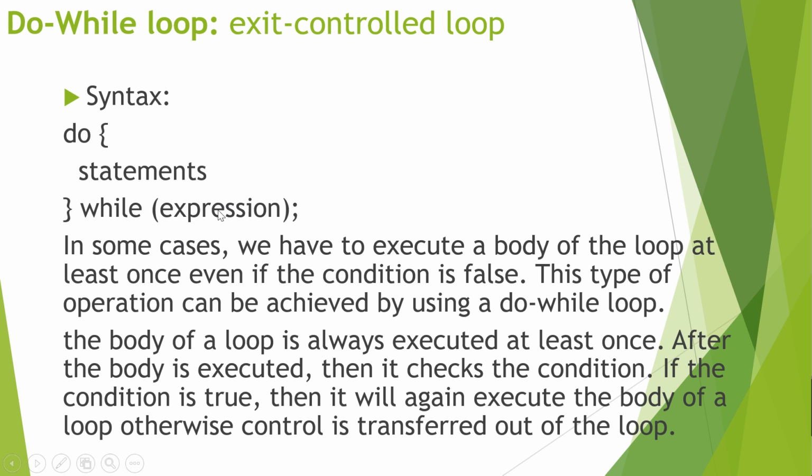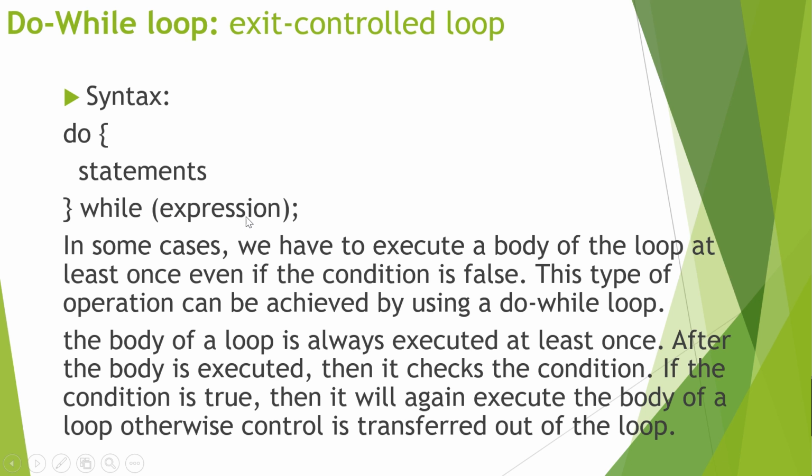If this condition is true, then control will go back to do, and these statements will be executed again, and while will again check the expression. If this is true, it will again go into the loop, and these statements will be executed again and again, till this expression becomes false.